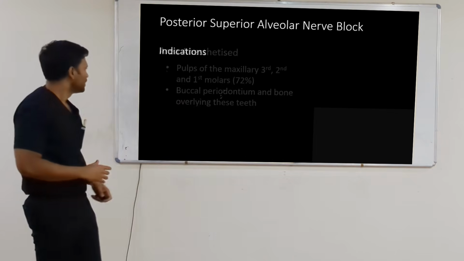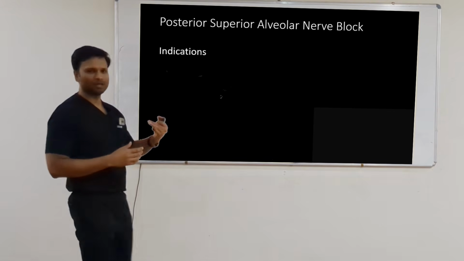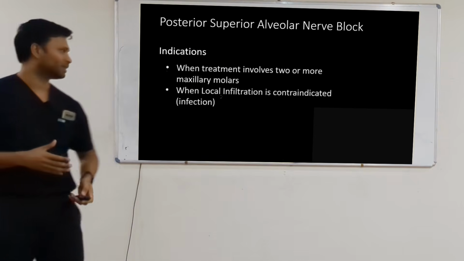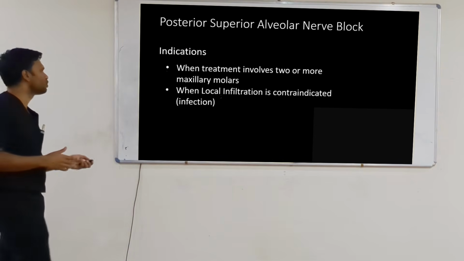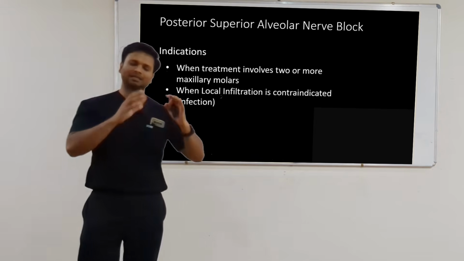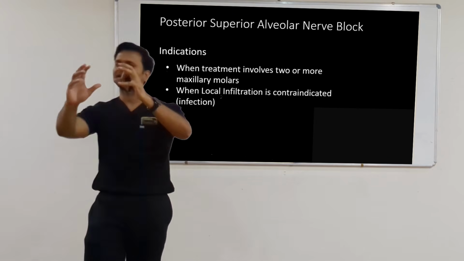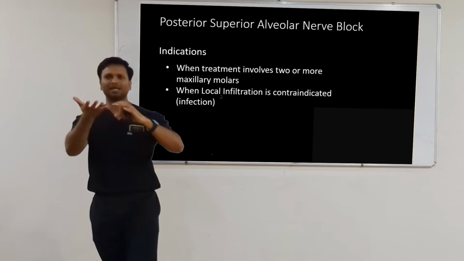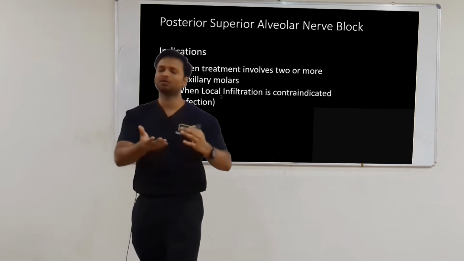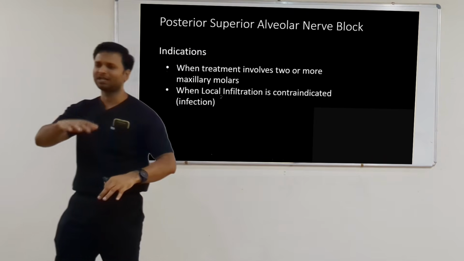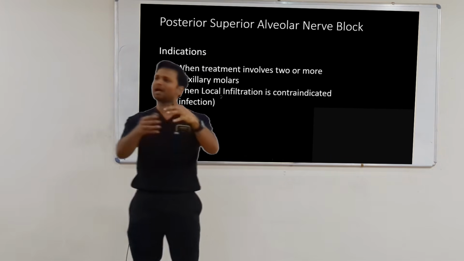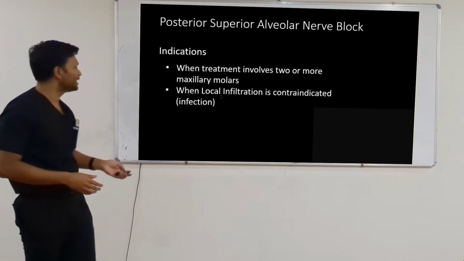Okay. Then what are the indications of a nerve block? A larger area, a larger surgical or operative area. So when the treatment involves 2 or more maxillary molars, and when local infiltration is contraindicated. Where is local infiltration contraindicated? Where there is inflammation or infection, because of the decreased, acidic pH. Because of the acidic pH, we can't deposit the LA there. It won't act.